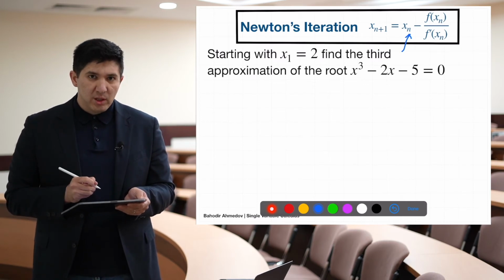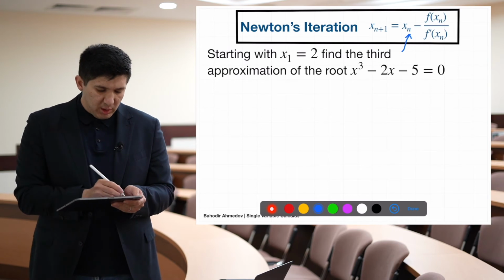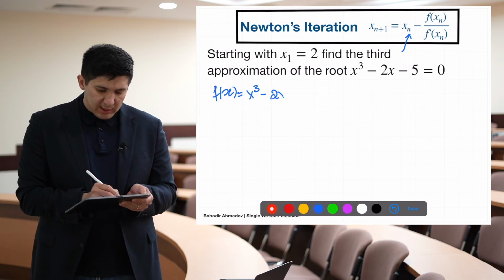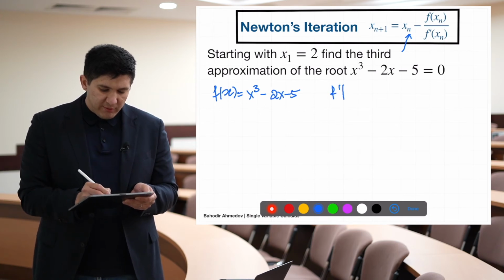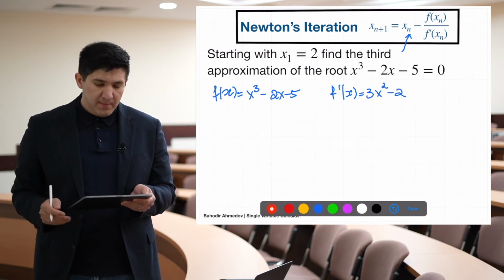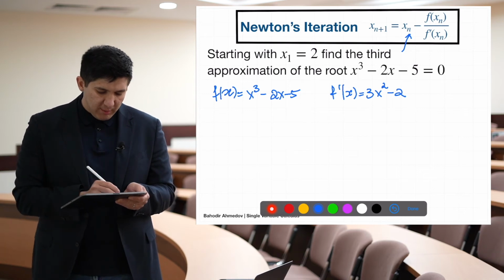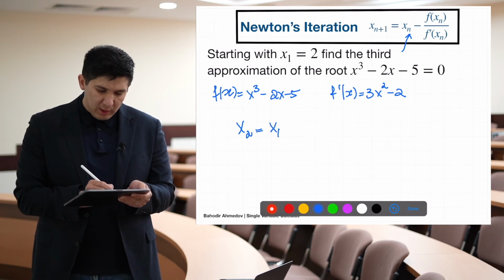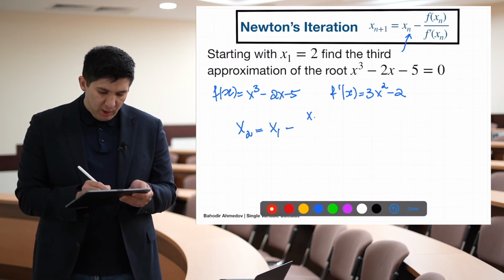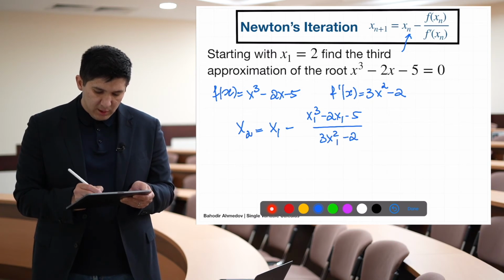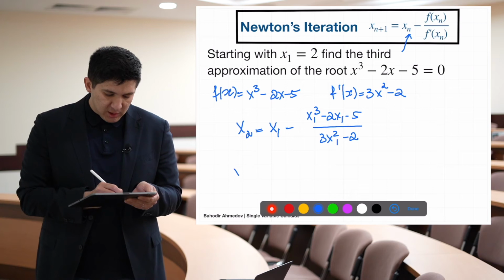In order to find x2 and x3, I need the derivative of this function. So f of x in this case is x cubed minus 2x minus 5, and f prime of x is 3x squared minus 2. Then I'm just going to substitute this into the equation, and x2 can be found by x1 minus (x1 cubed minus 2x1 minus 5) divided by (3x1 squared minus 2).